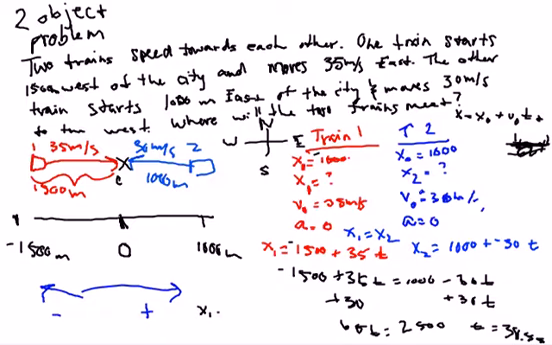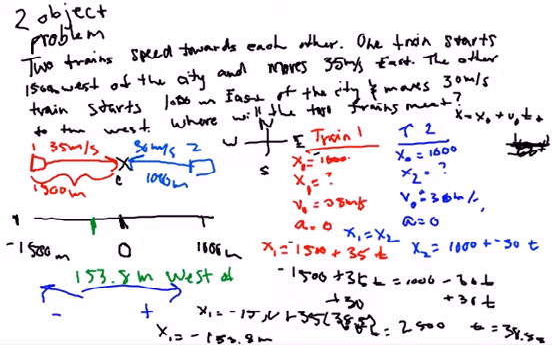Then you can go ahead and plug that back into either equation. I'm just going to plug it into x1 because it's there. Gosh, running out of room. Solve that and you'll have x1 equals negative 153.8 meters. So if you want to put that back in perspective to your problem, essentially on your number line, they'd be meeting at 153.8 meters west of the city.